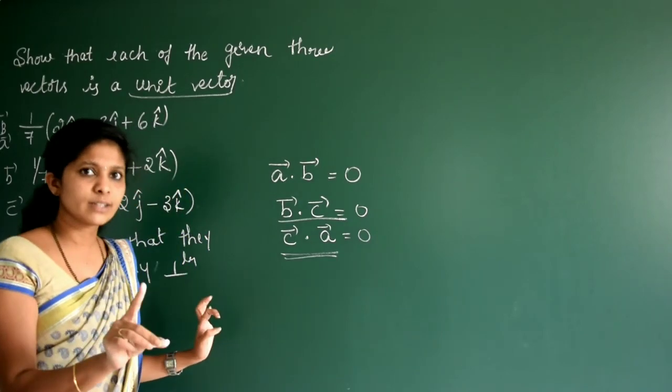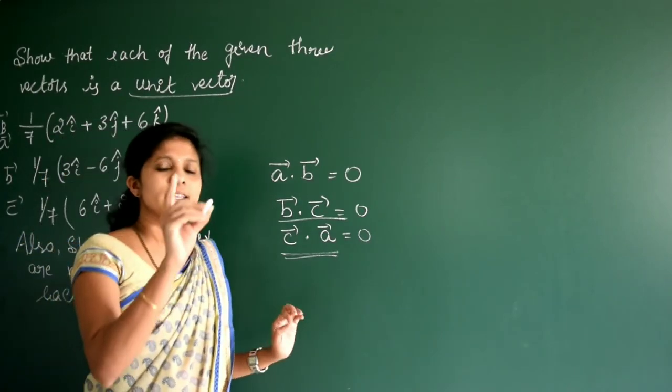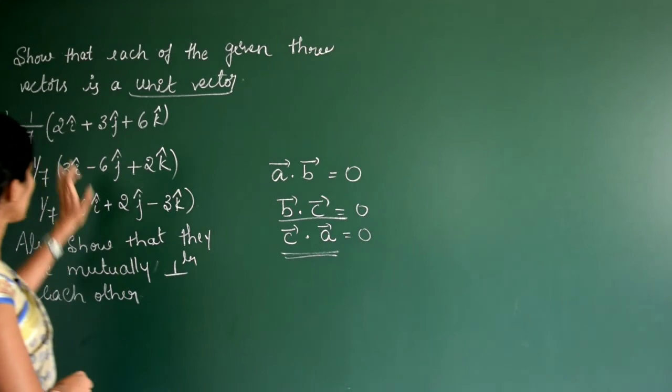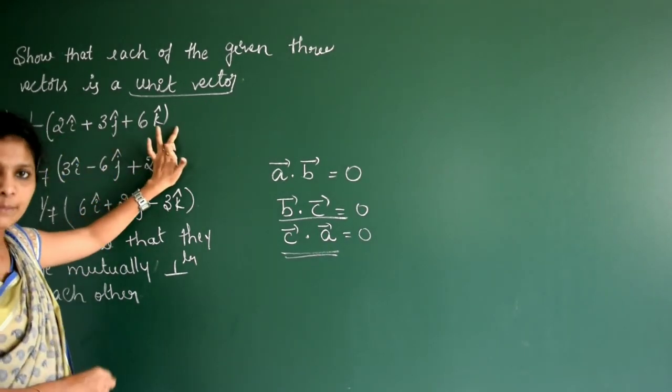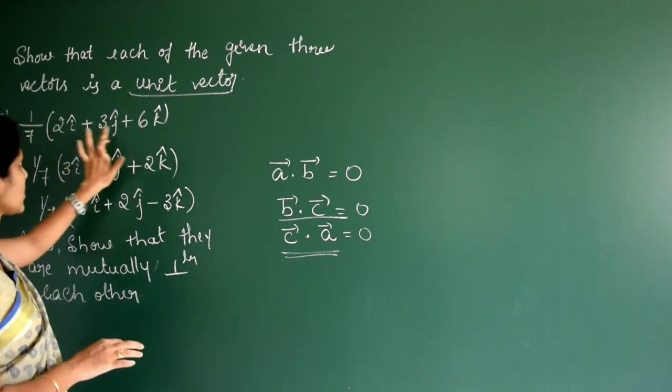Remember, dot product or the scalar product is nothing but just multiplying the coefficients of i cap, j cap and k cap, then adding. You are not supposed to write the vectors.